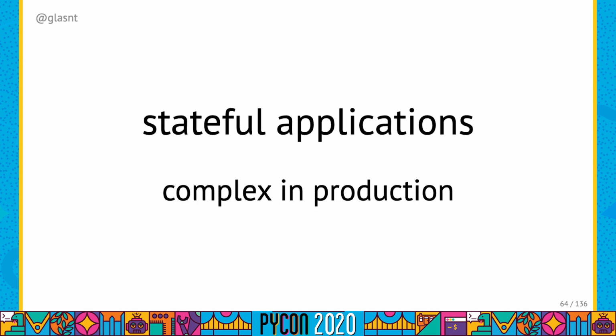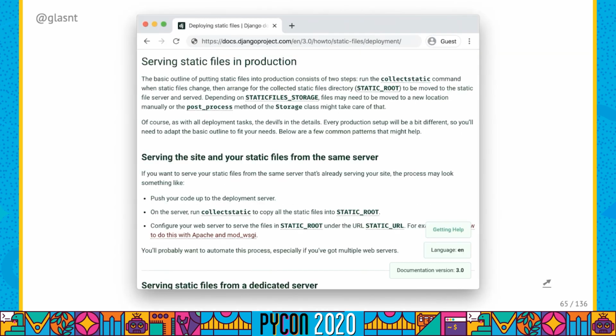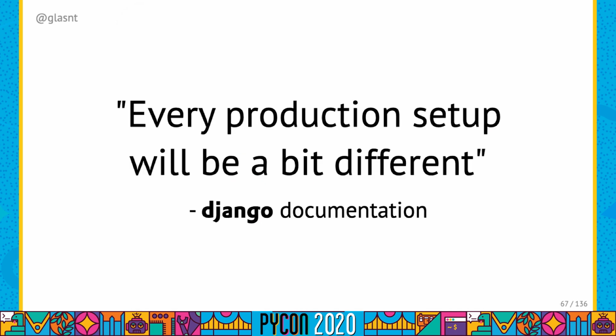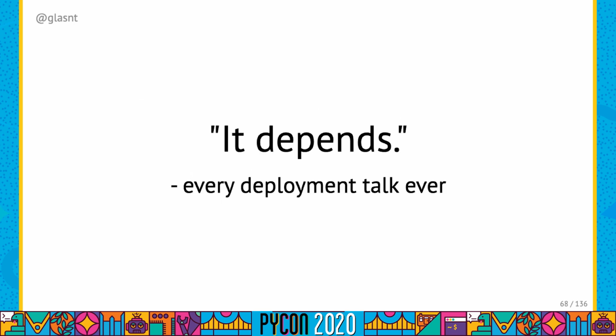But it's not just Django. Anytime you care about persistence, you add complexity to your deployments. And funnily enough, this is also mentioned in the documentation. Back on the page about serving static files in production, it mentions this wonderful little gem: every production setup will be a little bit different. I don't know who added this to the documentation, but it's been there for about a decade at this point, and this is such an important point.